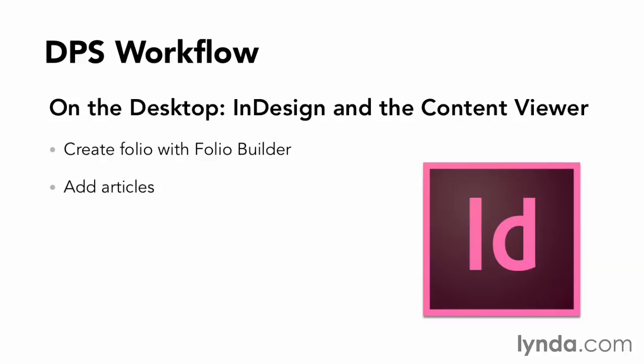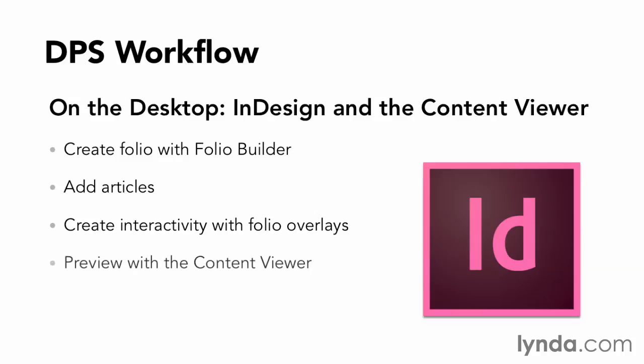Then once you have a folio, you add content to it in the form of articles, which can be imported or created from an open InDesign document. Then you create interactivity with the Folio Overlays panel, things like slideshows with buttons and multi-state objects, video, HTML content, animation, and more. To preview the look and interactivity of your folio, you can use a separate application called the Content Viewer. This allows you to preview your work locally before you upload it.